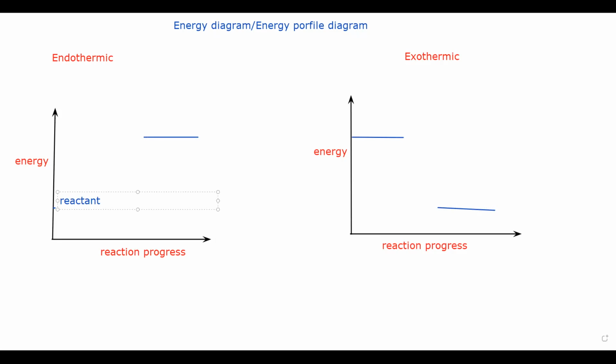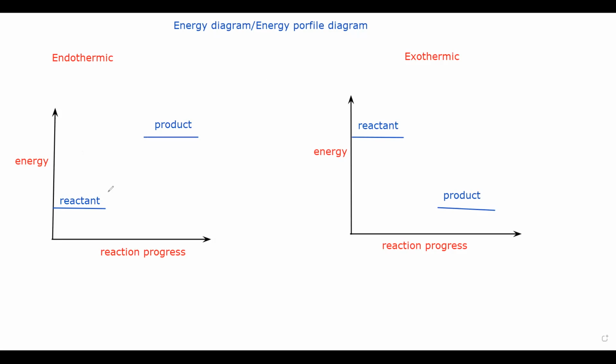The reactant for endo will have low energy and the product for endo will have high energy. And the opposite will happen for exothermic reactions: the reactants have high energy and the product has low energy. That's why it releases the energy. So how does the reaction proceed, or how does the reaction occur?